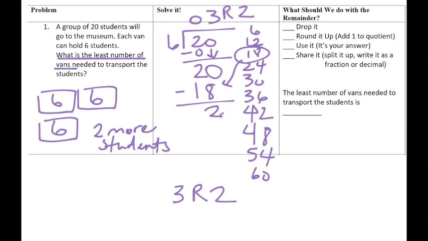Now I'm thinking about it. What was I breaking up? I was breaking up students. So that means I'd have 3 vans, but 2 kids would not get to go in a van. Is that fair? Probably not. So I'm going to need to round up or add 1 to my quotient. So I can drop this part and I'm rounding up. So my quotient is now 4. So I'm going to need 4 vans to transport all of the kids.